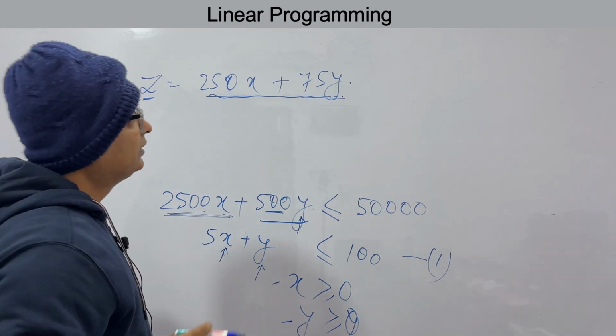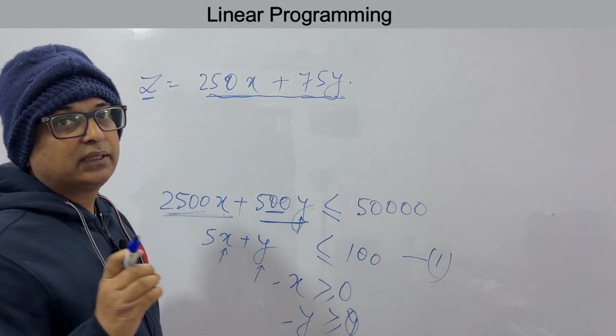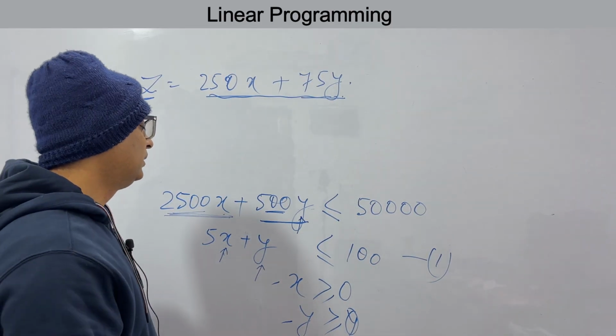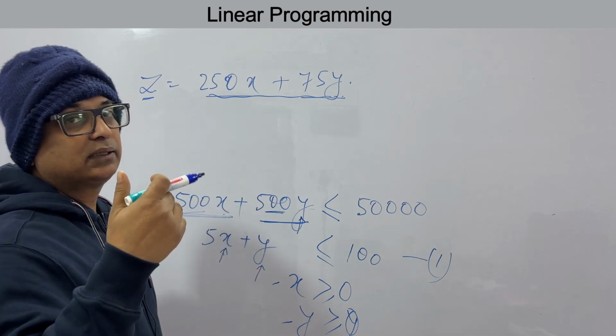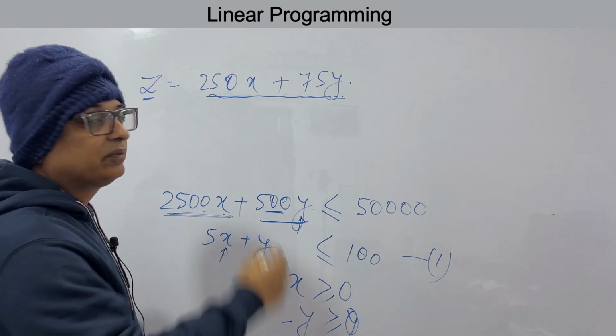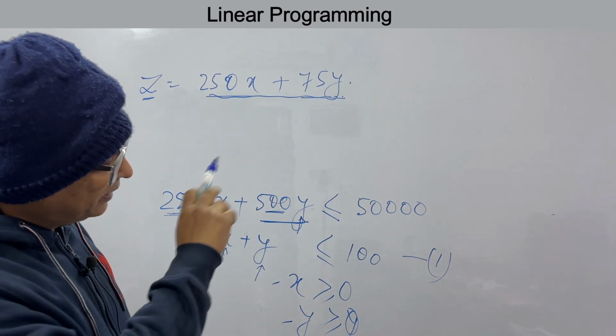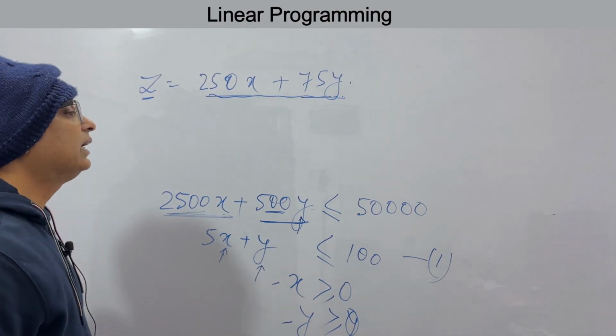So the dealer would know that if I buy this number of tables and this number of chairs, my profit will be maximum. So this is an optimization problem. Now we'll see how to solve them.